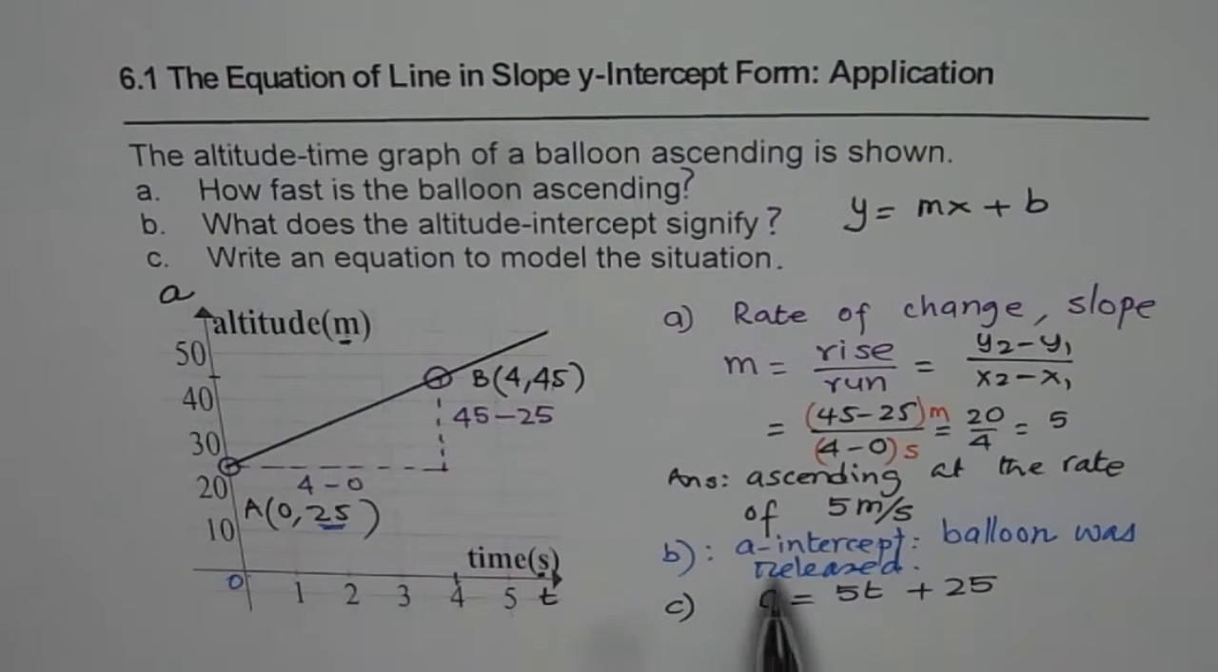As you can see, wherever the line crosses the y-axis is now representing the variable a. The x-axis represents time, t. In this equation, t is the independent variable, time in seconds, and a is the dependent variable representing altitude in meters. You should write that also, correct?